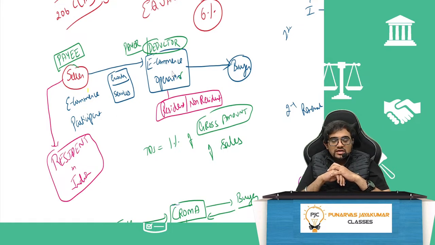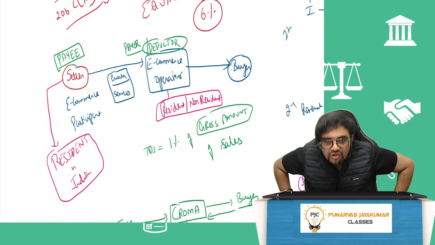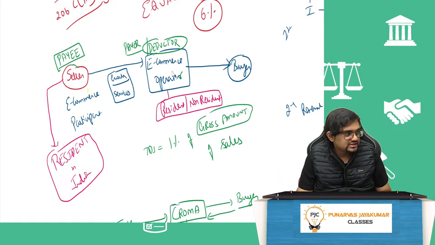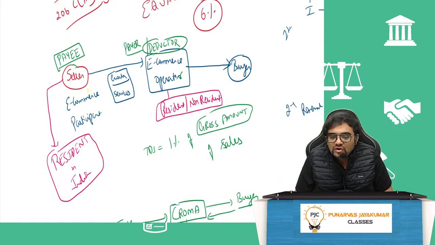What is the TDS rate? 1% of the gross amount of sales. Not net amount, nothing. Full. Whatever amount is sold, that full amount will come under this.